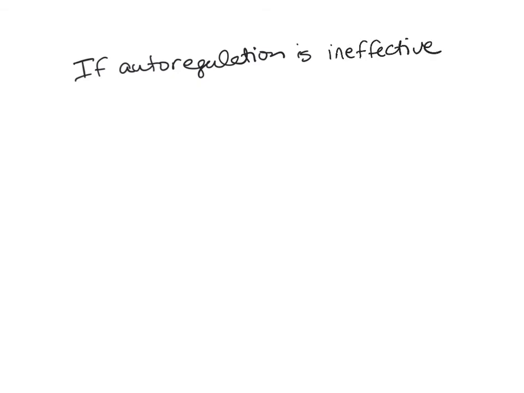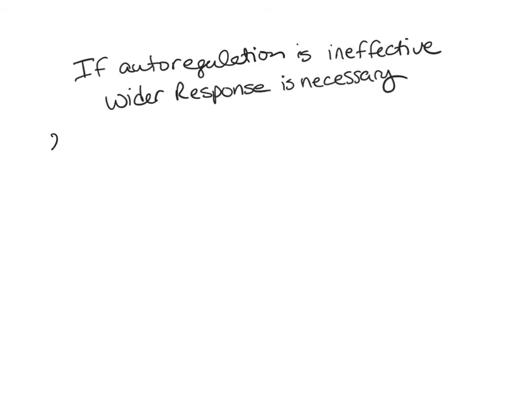Now, if autoregulation is ineffective, meaning if the mesangial cells can't fix the problem when blood pressure goes down, and if the autoregulation of the afferent arterioles doesn't fix the problem when blood pressure goes up, then something else has to happen. So if autoregulation is ineffective, then a wider response is necessary. And so the wider response can be either hormonal or neural. So let's take a look at hormonal.